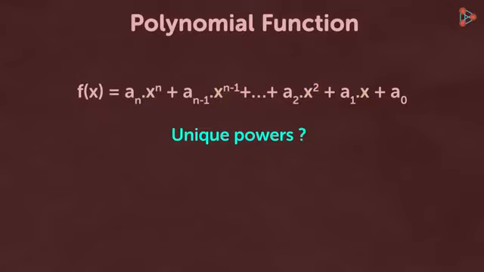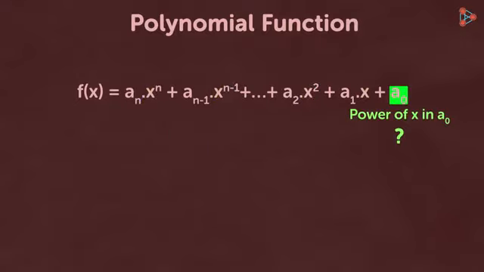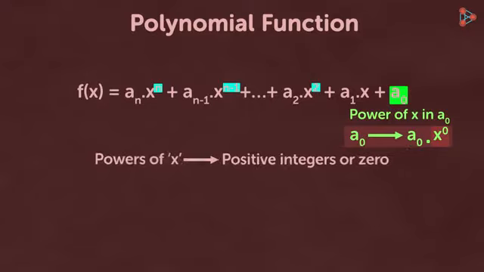Yes, we notice that every x term is raised to a unique power, but what is the power of x in the term a_0? To answer this question, we need to understand that a_0 is nothing but a_0 multiplied by x raised to 0. So the power of the x term is 0. So we can say that the x terms have non-negative integral powers. So x can be raised to positive integers or 0.